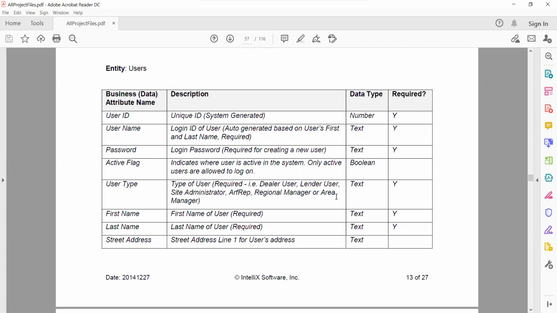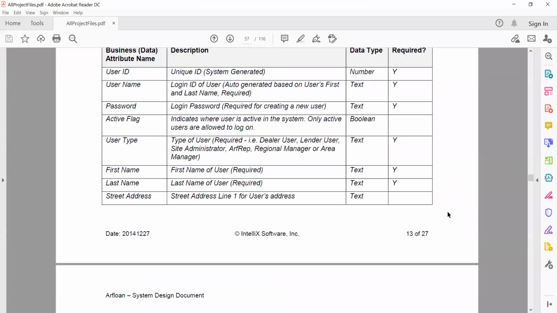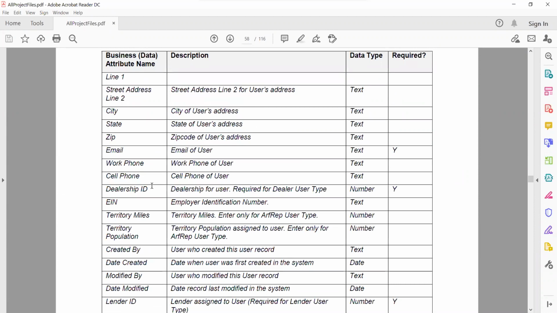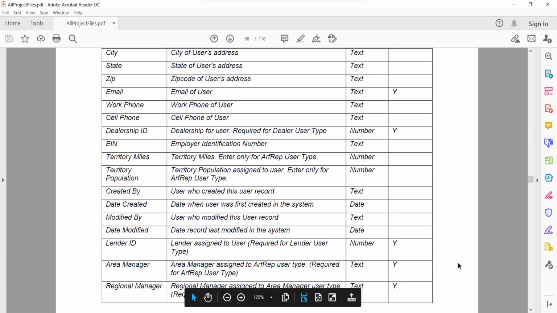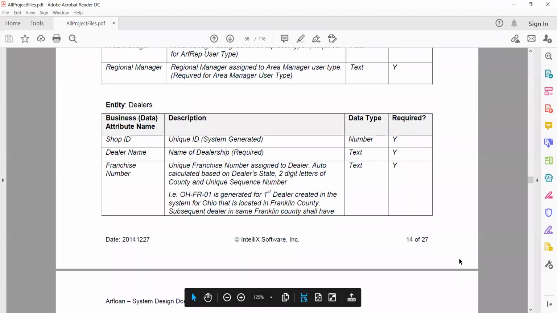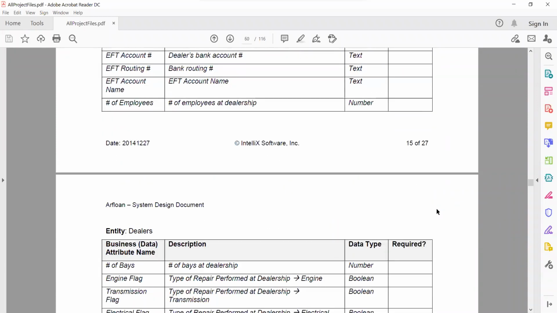Same way in this scenario, if I'm just saying a dealer user, what information do I need for a dealer user? Most likely I need a first name, last name. I need a password. I need which dealership I'm associated with. I may also have a street address where I'm working, or the dealership address. All that information which is collected and grouped together is an entity. And as you can see, this document talks at length about users, then about dealers, lenders, and also provides the level of detail information you need for credit applications.